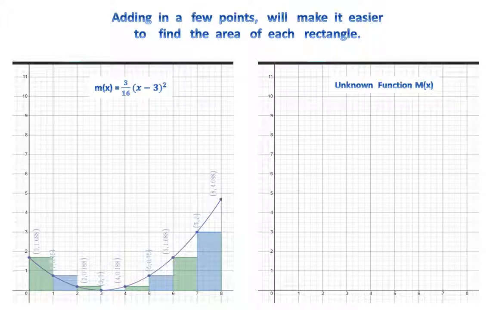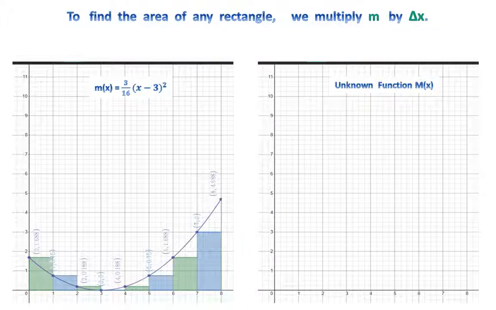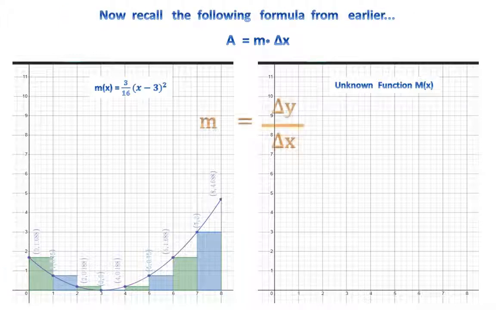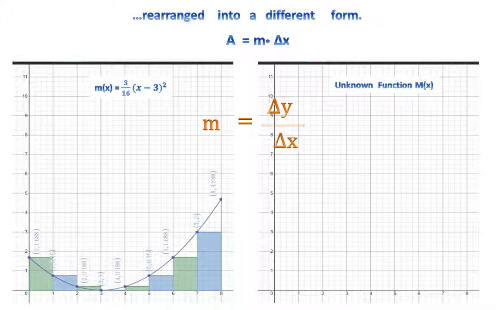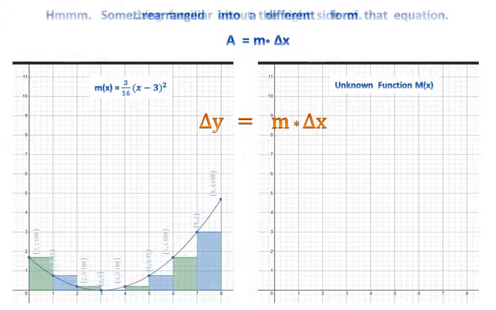Adding in a few points will make it easier to find the area of each rectangle. To find the area of any rectangle, we multiply little m by delta x. Now recall the following formula from earlier, rearranged into a different form.